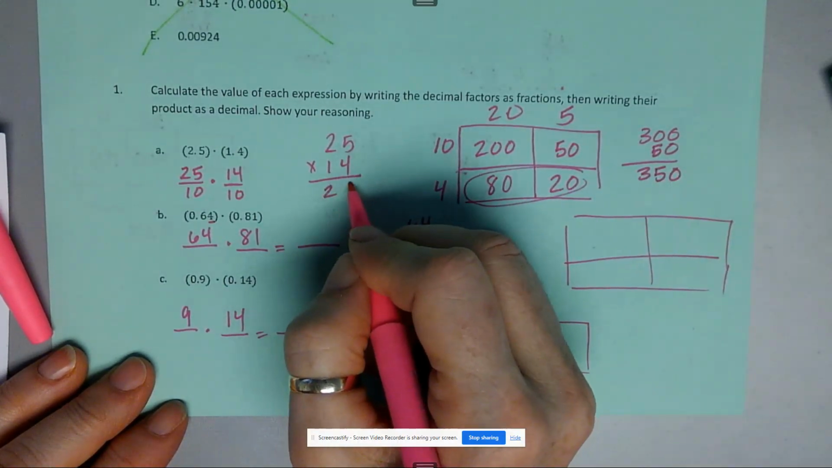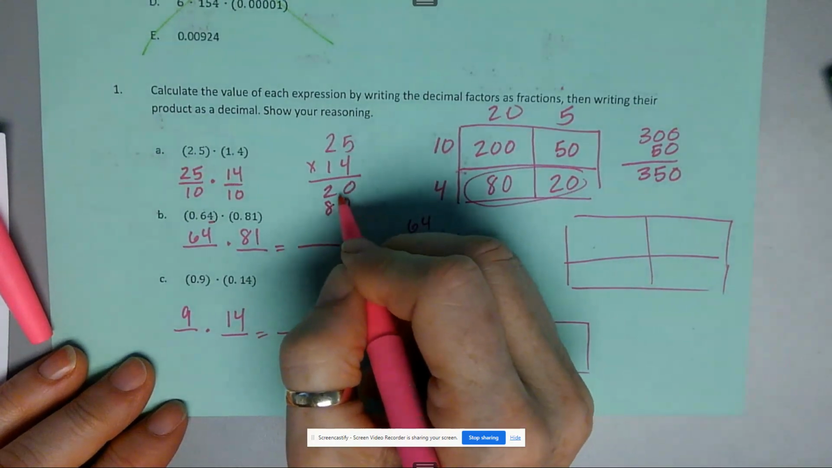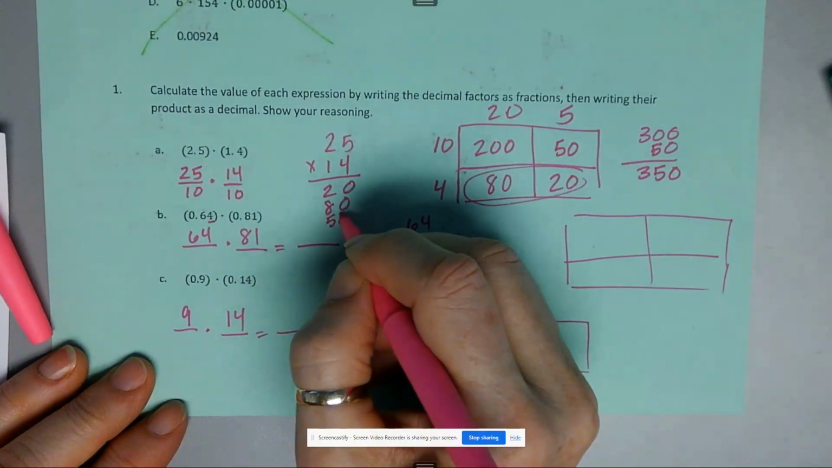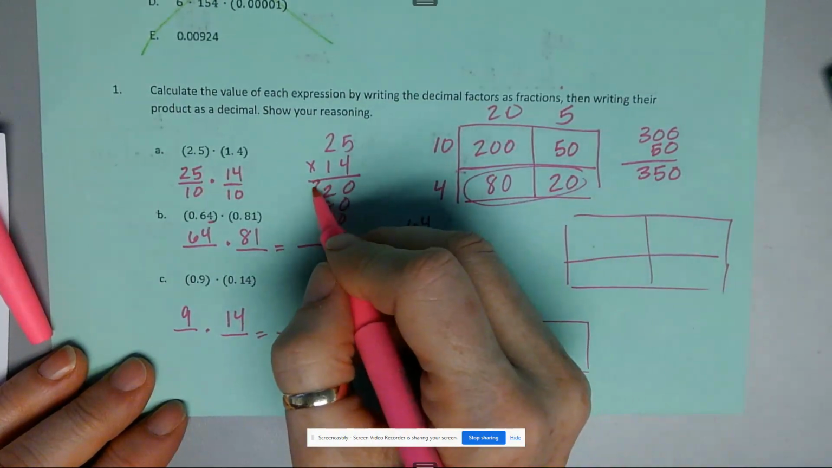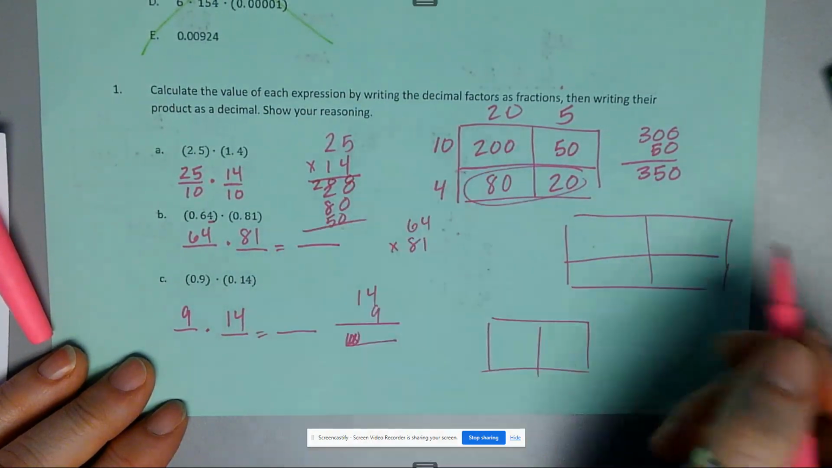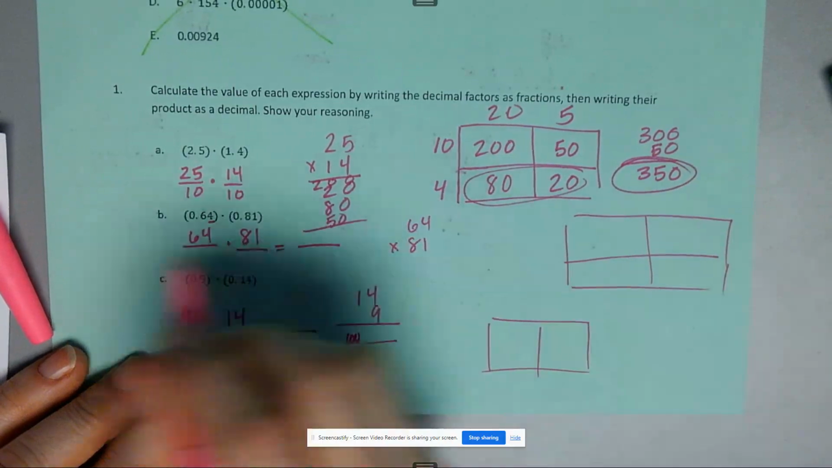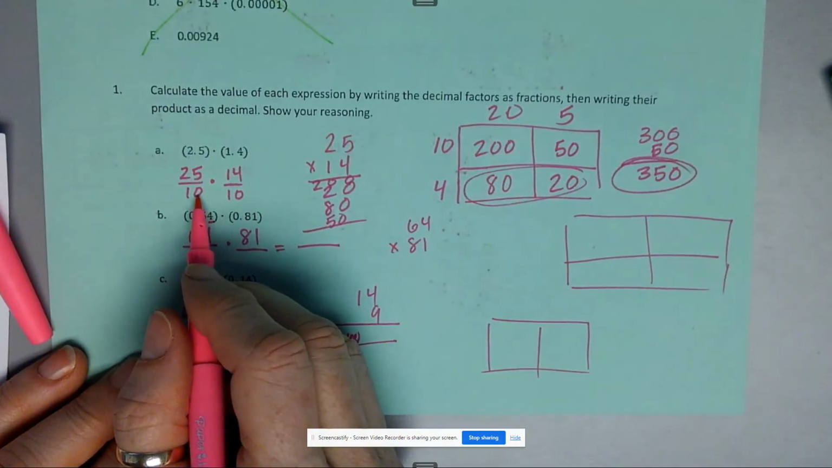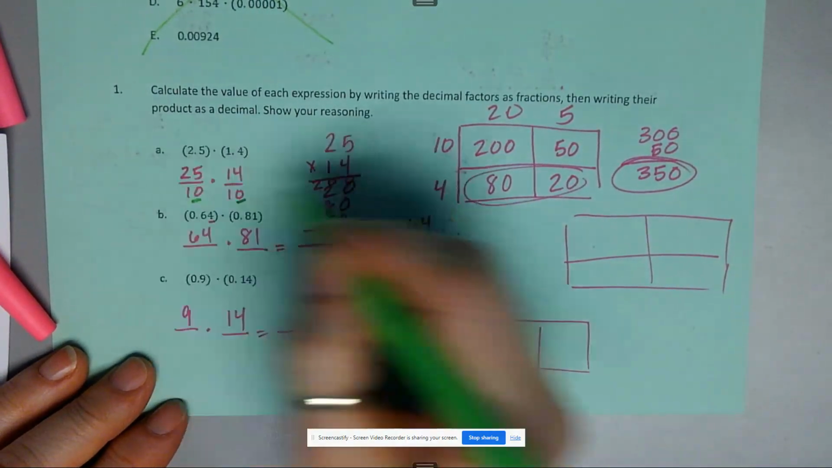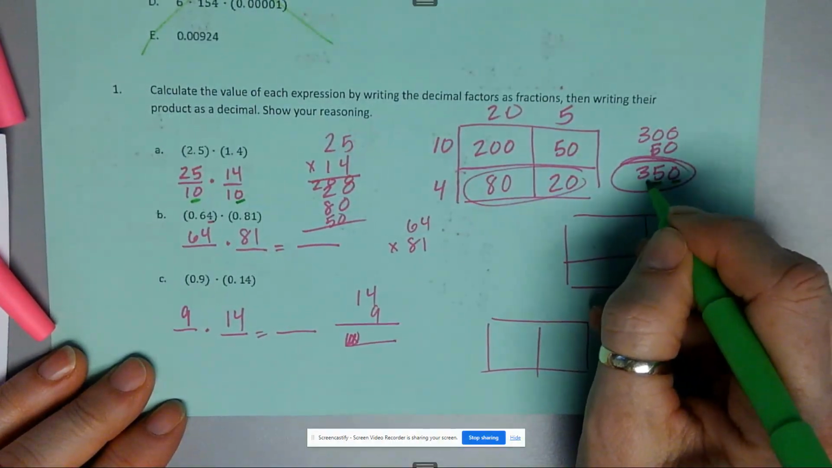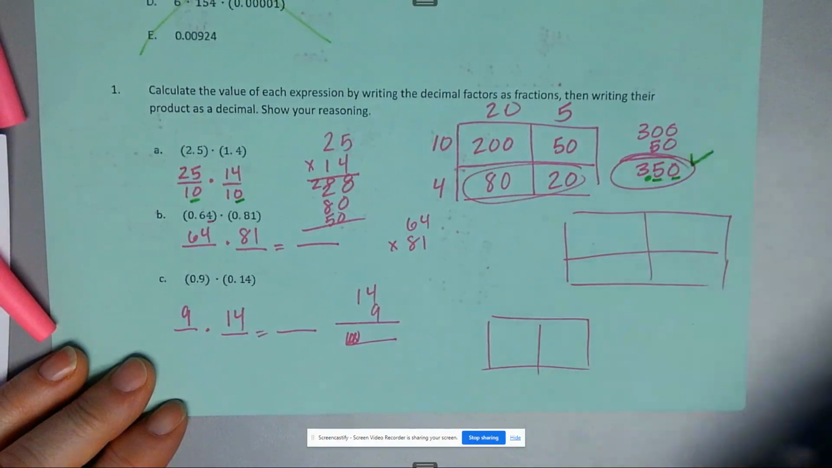This is 20. 4 times 20 is 80. That is 50. And that is 200. Which I'm just going to smush in, which is still 350. My place value is a 10 and a 10, which is a hundredths place, 2 zeros. So this would be the correct answer.